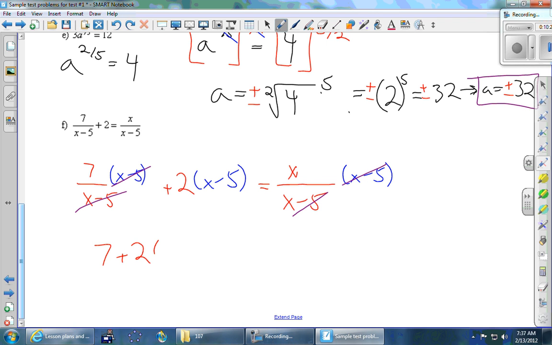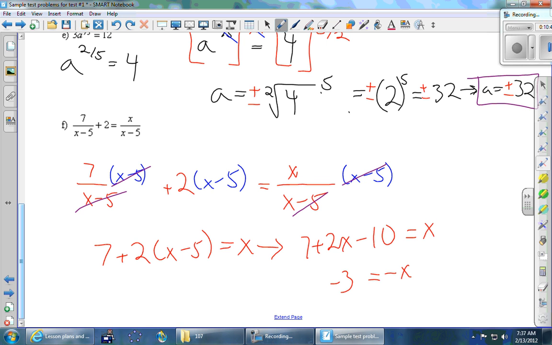7 plus 2 times x minus 5 equals x. And then we have to solve from here. So distribute that 2. Let's bring the x's to the left and combine the 7 and negative 10. And then finally multiply both sides by negative 1. And we get x equals 3.